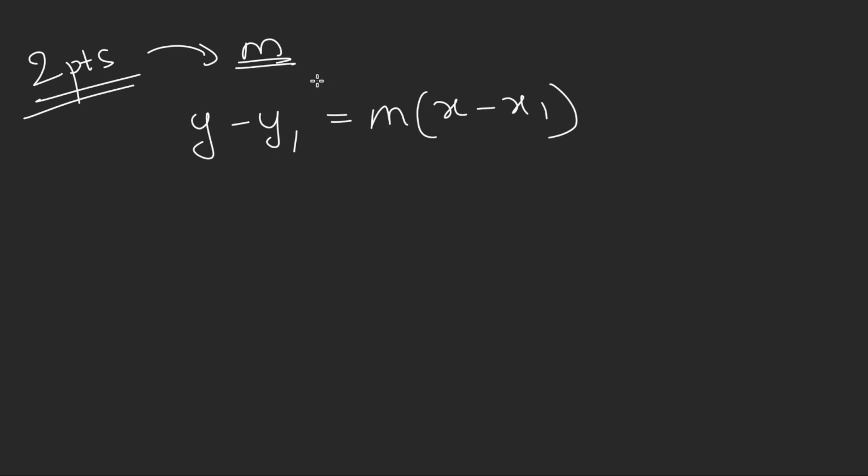Now you can also use this method when you have 2 points and no slope, because from the 2 points you can get your value of m. You can just plug in any one point as x1 and y1 and the value of m here to find the equation of the line.